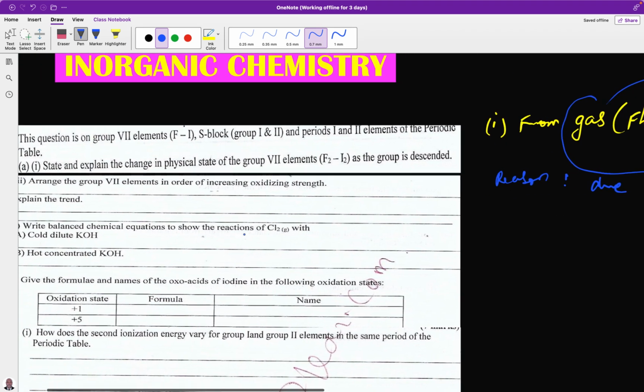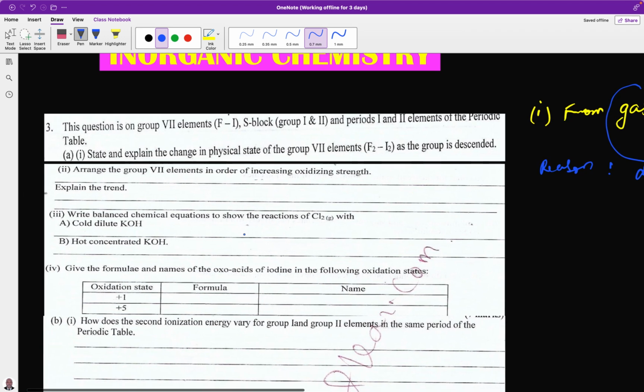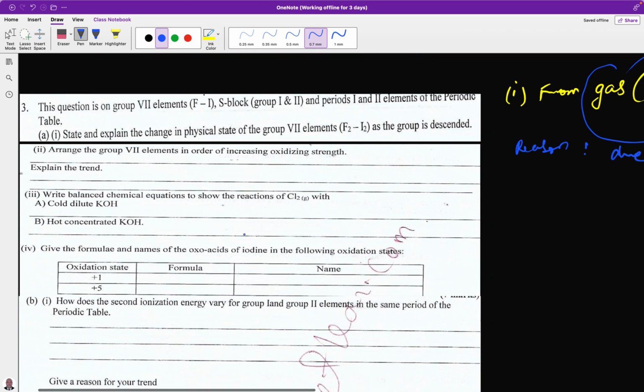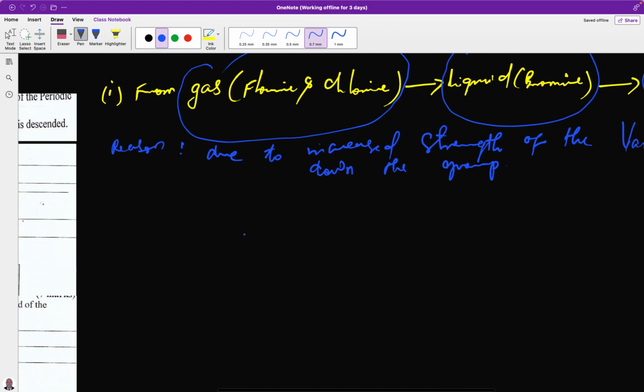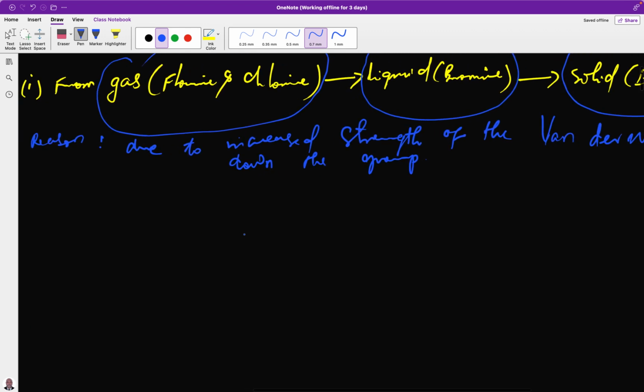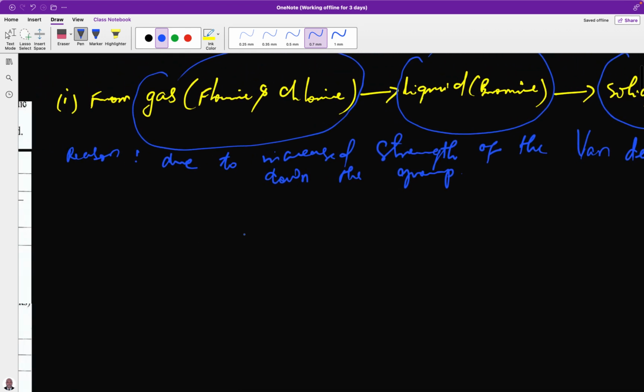The second part of the question says: arrange the group 7 elements, which the modern periodic table calls group 17, in order of increasing oxidizing strength. Oxidizing strength. What is oxidation? It should be noted that oxidation has to do with loss of electron. Oxidation is loss of electron.